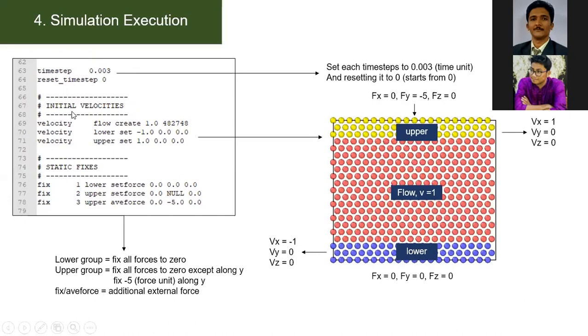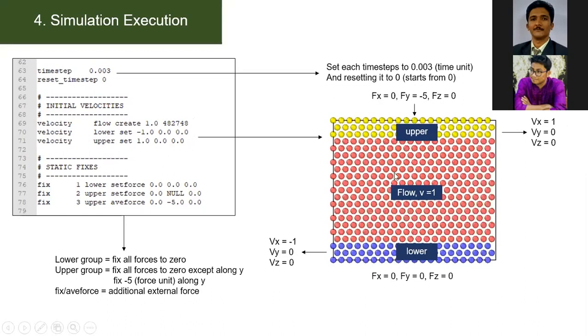And then the initial velocity. Remember, we specified 3 groups: the flow group, the upper group, and the lower group. So I'm creating 3 velocities here. This is the initial velocity that I'm providing. So for the flow group I'm creating a velocity at 1 Kelvin. This is the name of the group I'm creating the velocity for, and this value is a seed value. It doesn't matter, whatever you give, it's a random seed value.